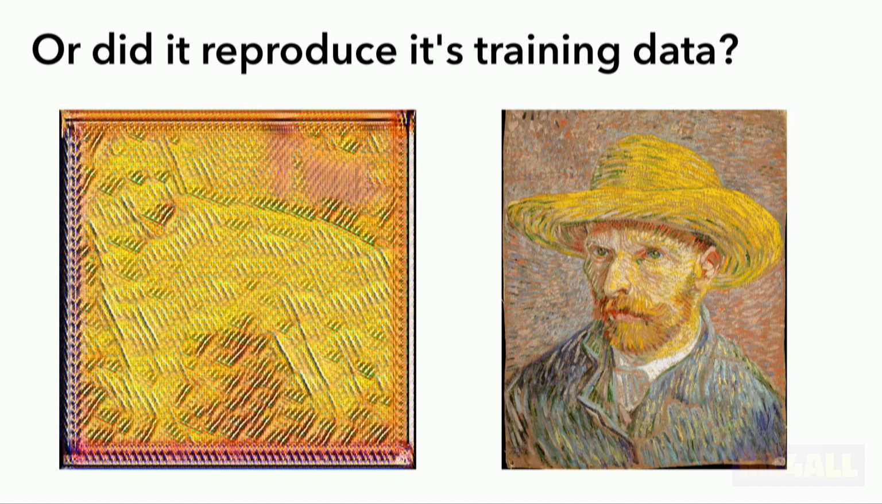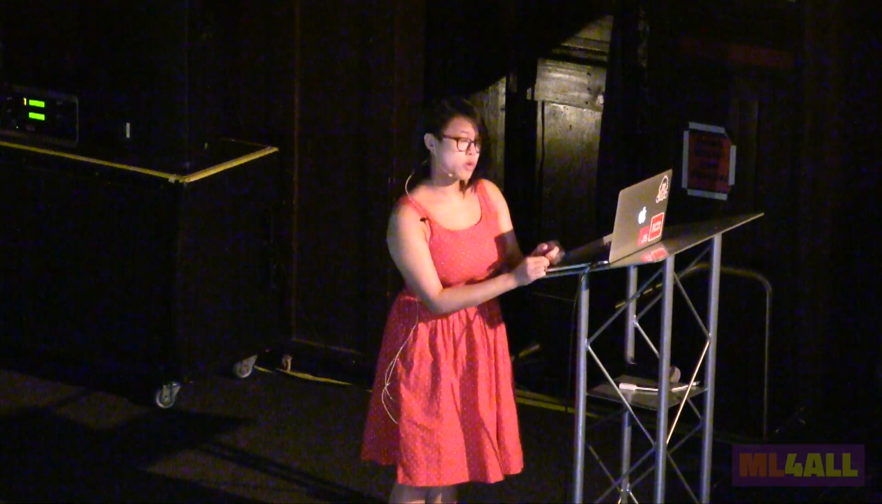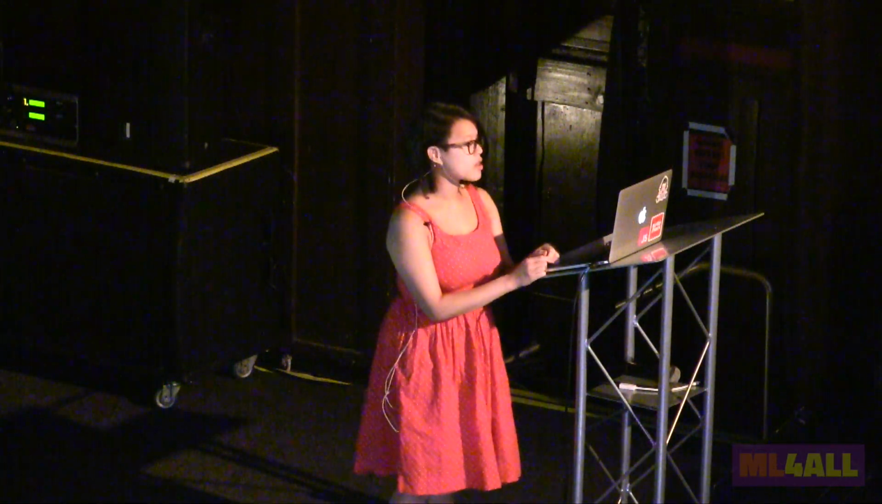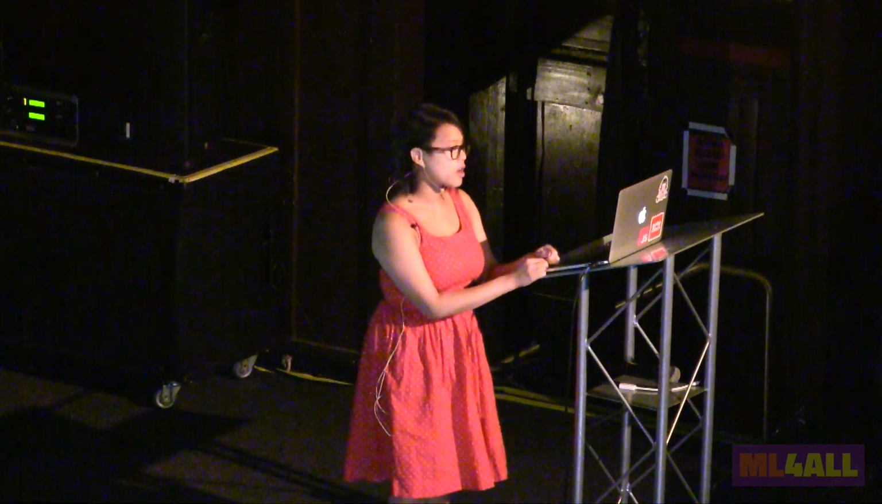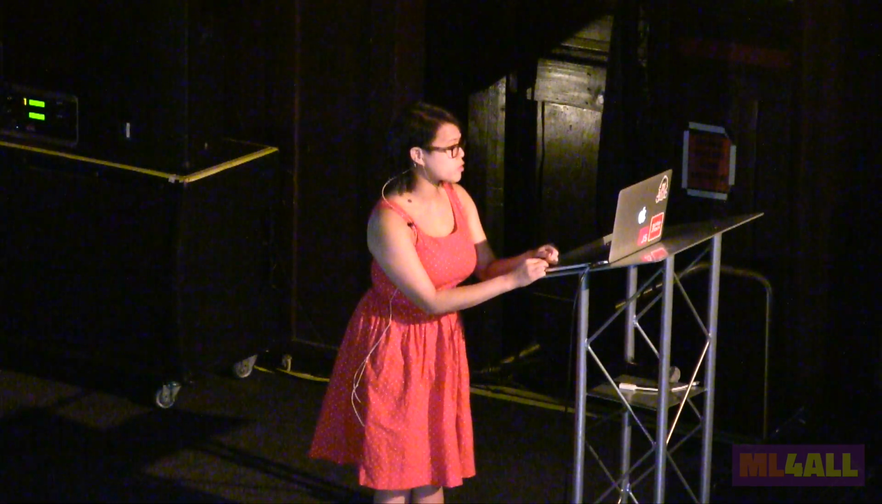Did our neural network just reproduce its training data? Well, this is a little harder to say. At first, we would say no, because it does not look that similar to the Van Gogh painting. But you'll also notice that the transformed image is mostly yellow. It seemed like our neural network was really fixated on the yellow of the hat and ignored most of the other colors in the Van Gogh self-portrait.